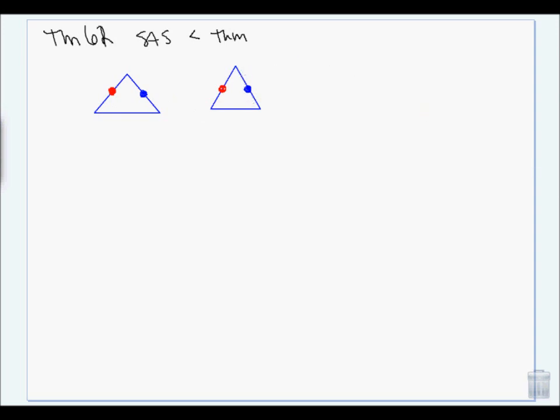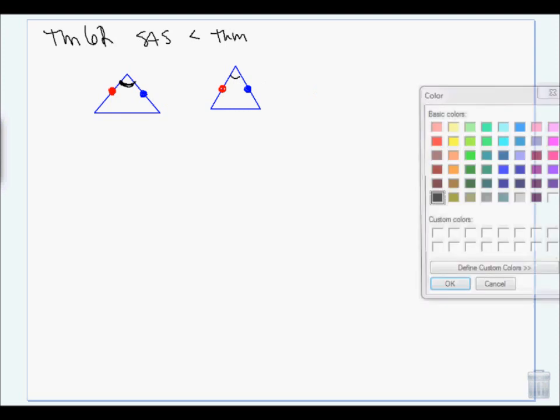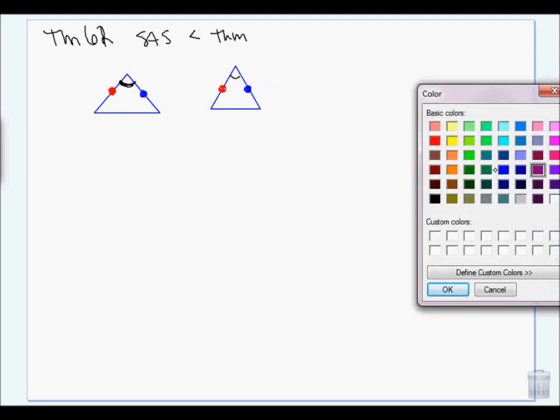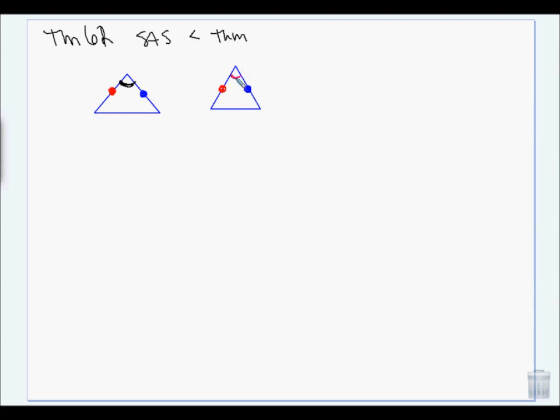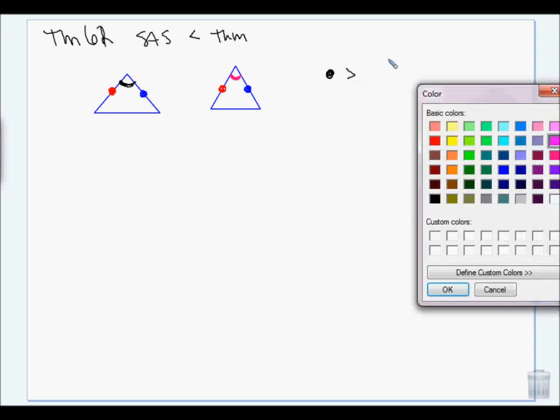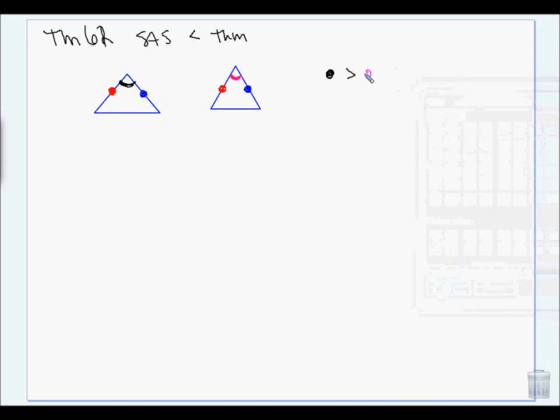So if that's the case, and this angle here is larger than that angle there. So black is larger than pink. Okay. But how is that possible if both sides are congruent? Wouldn't the angles be the same?